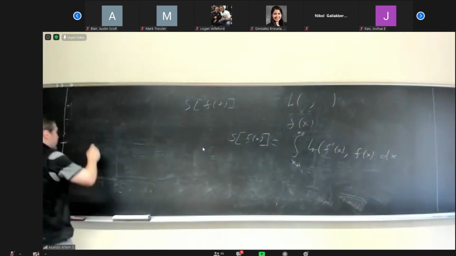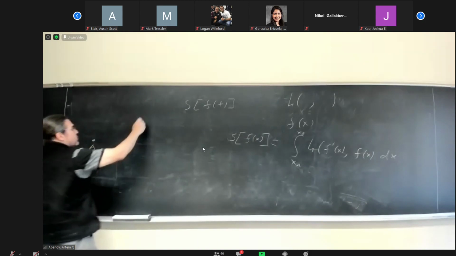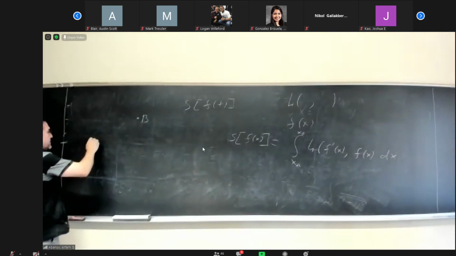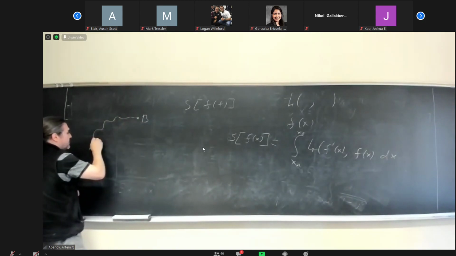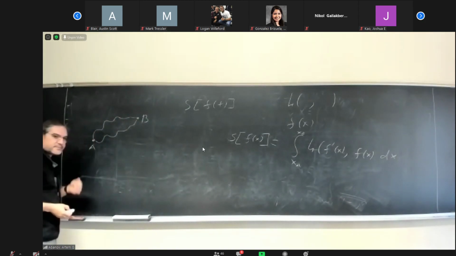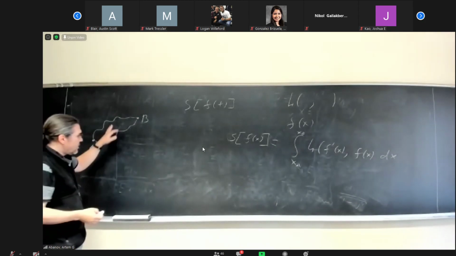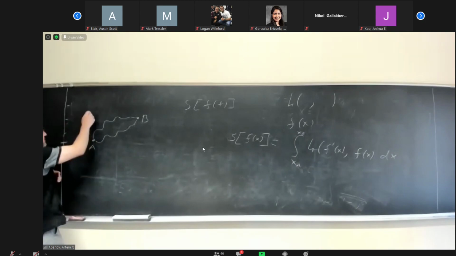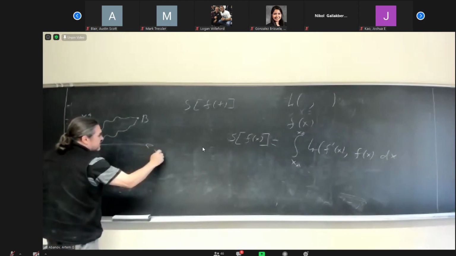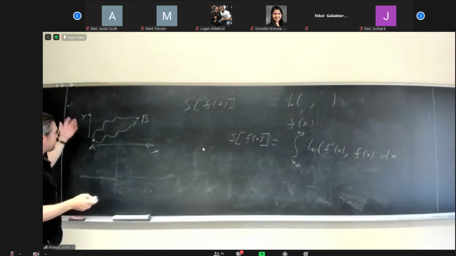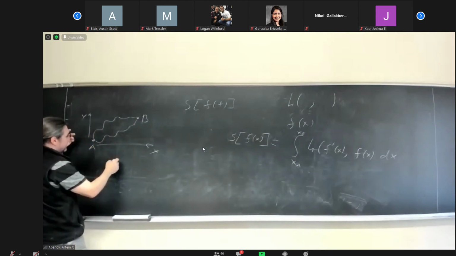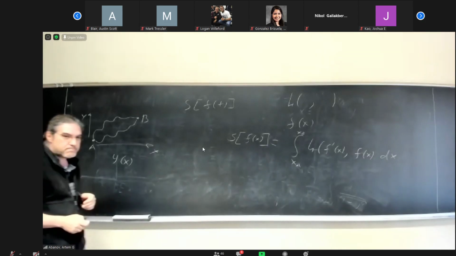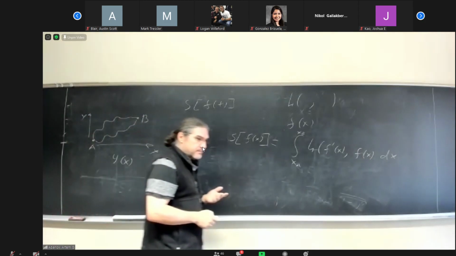Let's imagine that I want to go from point A to point B, and I can do it in different ways. This one, this one, and so forth. Each of those ways is described by a function. If this is my y and this is my x, each of those paths is described by y as a function of x. Does that make sense?